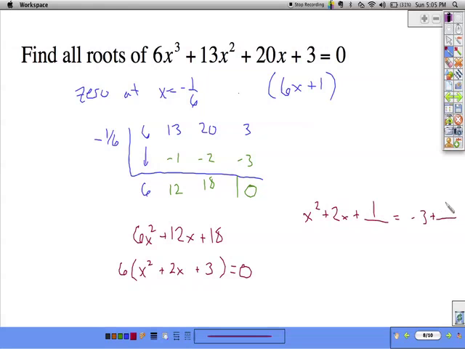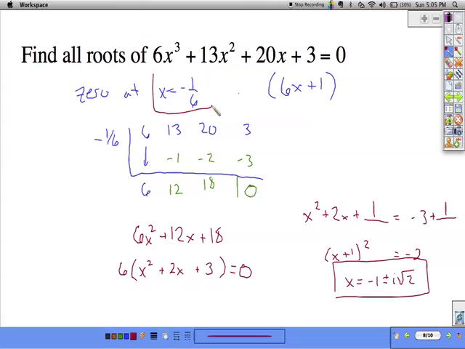Magic number is 1. X ends up being negative 1 plus or minus i square root of 2. And here we have 3 roots for this cubic polynomial. And if you notice the graph, it only crosses the x-axis once.